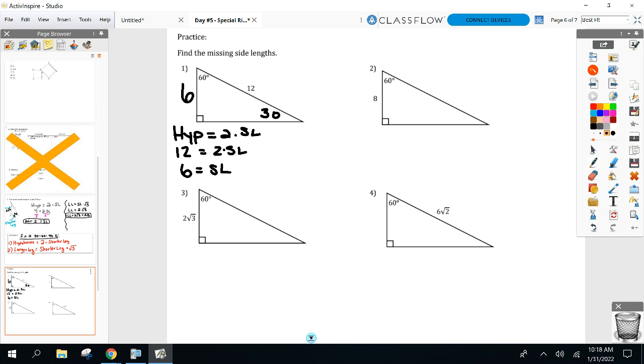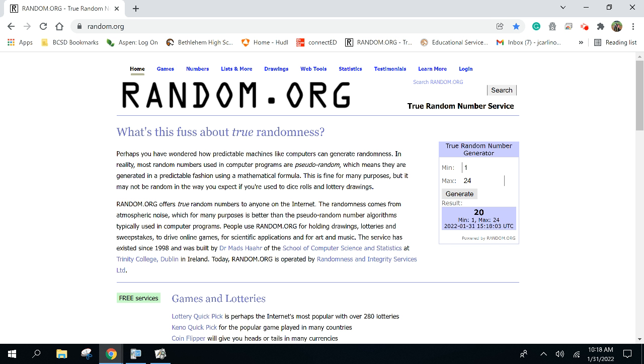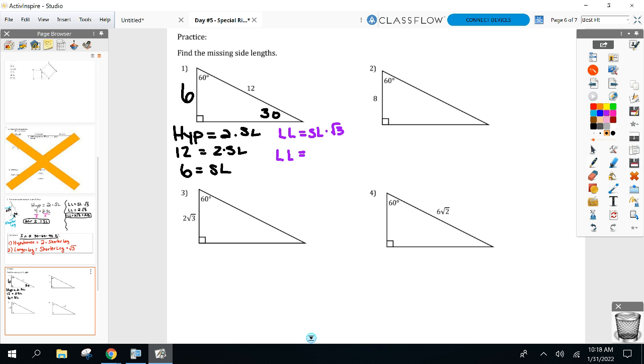Now find your longer leg, the other side, because I have to find all the missing lengths. Longer leg equals shorter leg times radical 3. What's your longer leg going to be then? 6 times the square root of 3, which is across from the 60. 6 radical 3.